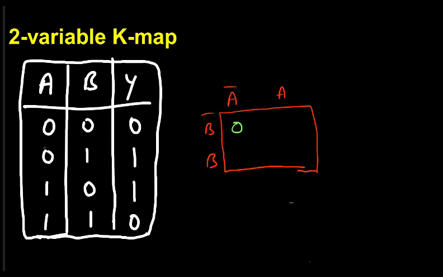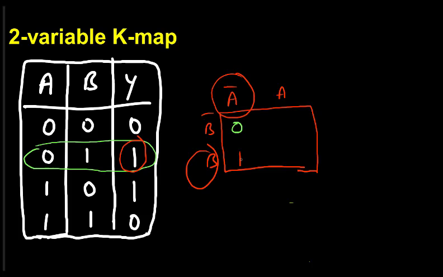Then second entry, this one 0 1. 0 means A bar, because for A we have 0 and B we have 1. So A bar B is actually 1. This is 1. So this is A bar B is 1. So A bar and B, they coincide at this point, therefore this is 1.